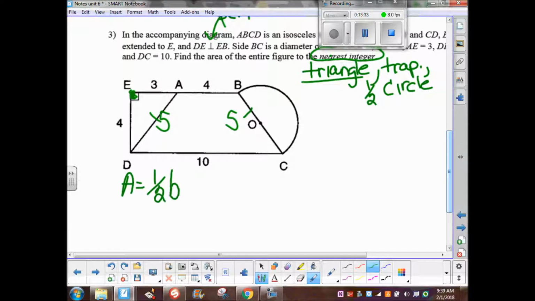1/2 base times height. Formula. 1/2. My base is 3 and my height is 4. So 1/2 times 3 times 4. Who's got it?